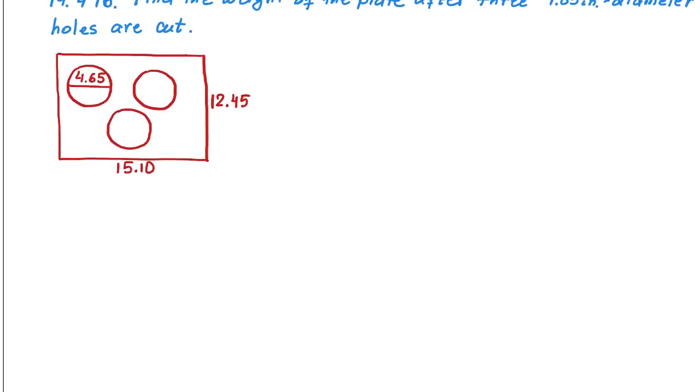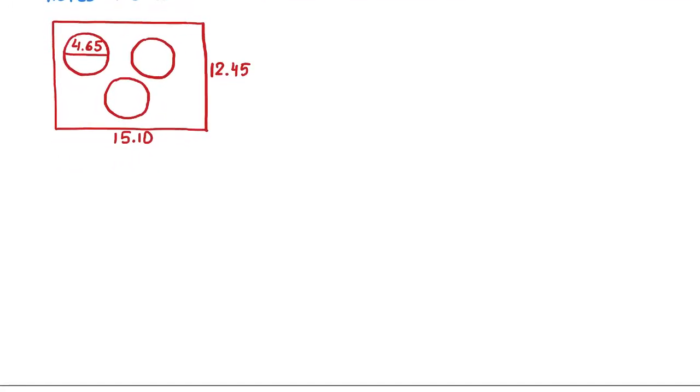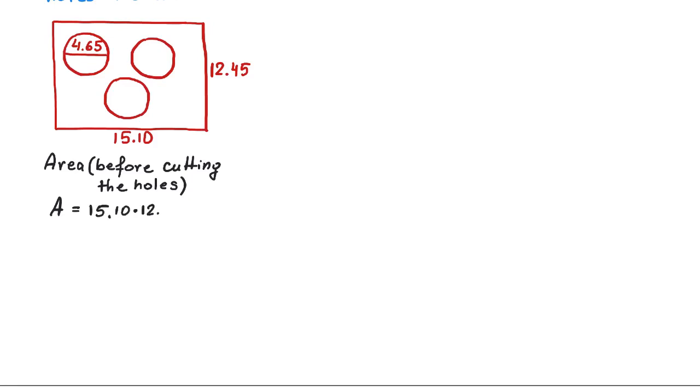First, let's find the area of this plate before cutting the holes. So area equals 15.10 multiplied by 12.45, and this will give us 187.995 inches squared.